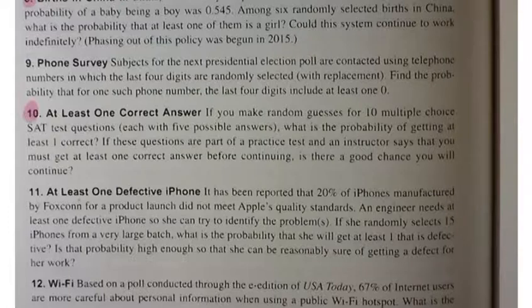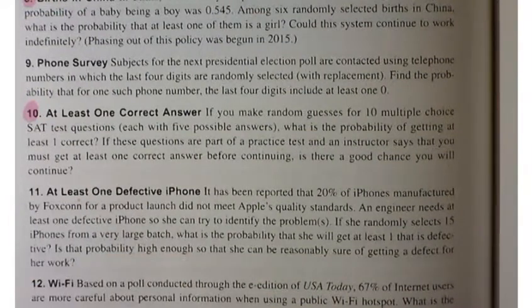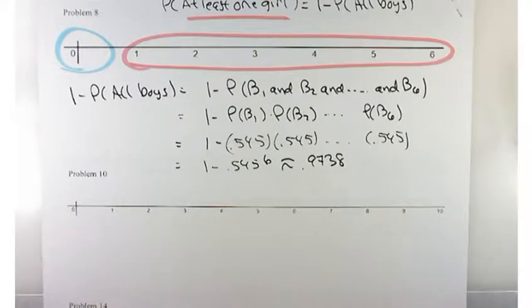So if these questions are part of a practice test and the instructor says that you must get at least 1 correct answer before continuing, is there a good chance you will continue? So your goal is to find the probability of getting at least 1 correct. You're making 10 guesses. What's the probability that you get at least 1 correct? Now, if you'd like, I've got this here on your handout, like we've done for the last 2 problems. Try and guide you into using the complementation rule. That's how you're going to calculate this one. Believe me, you wouldn't want to do it any other way.